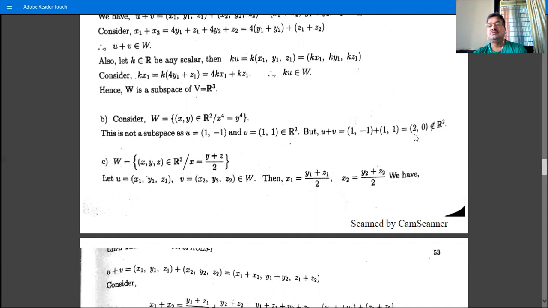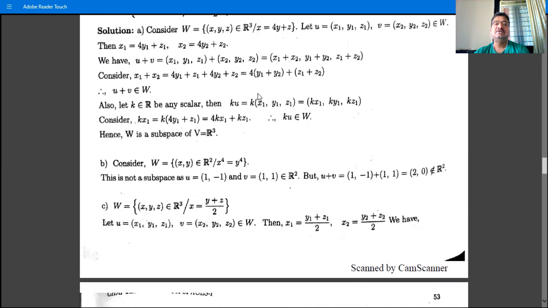So this (2, 0) is the addition of two elements of W, but their addition is not an element of W, because (2, 0) does not satisfy this property: 2 raised to 4 is 16 and 0 raised to 4 is 0, so they are not equal. So (2, 0) is not an element of W, and therefore W is not a subspace of R square. So we have the counter example. W is not closed for addition. Addition of every two elements of W is not an element of W.